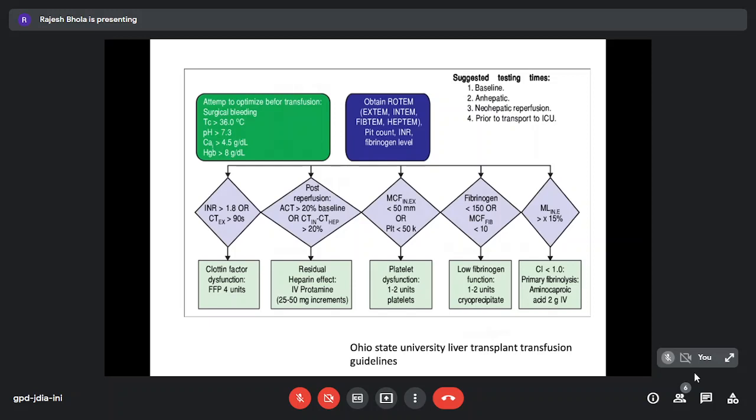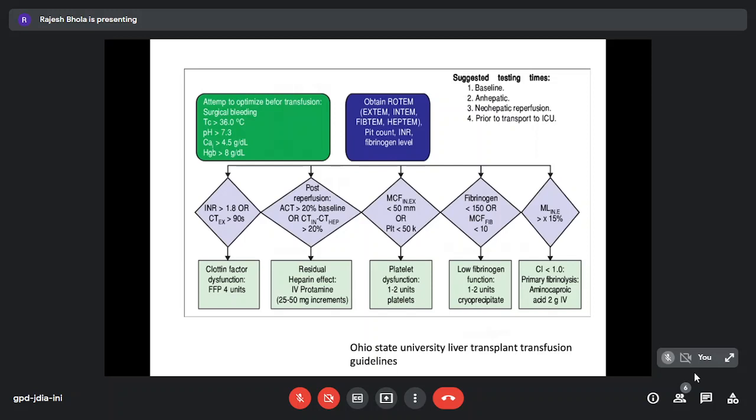Suppose there is a post reperfusion, you are looking into the activated clotting time because you are using heparin, so there should not be any thrombosis. If the activated clotting time, or the clotting time in INTEM or HEPTEM, is more than 20% of the baseline, there is still a residual heparin effect. You have to nullify the heparin effect. One has to inject IV protamine 25 to 50 milligrams in incremental doses.